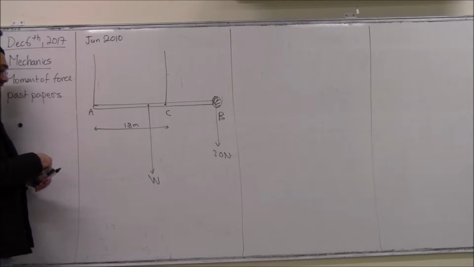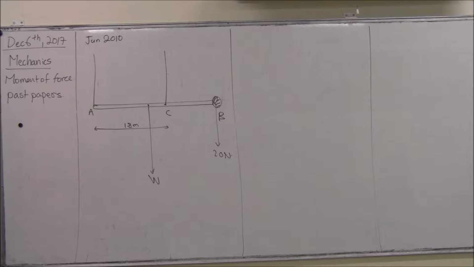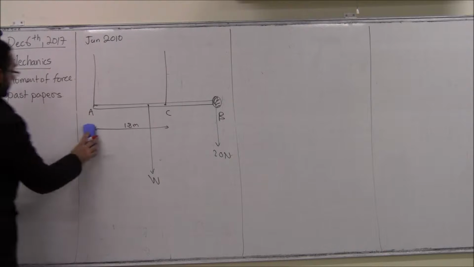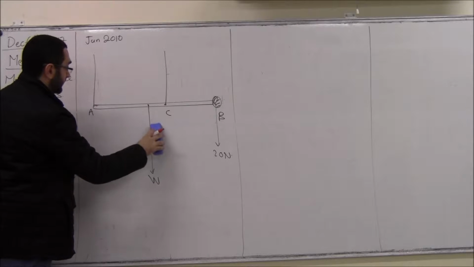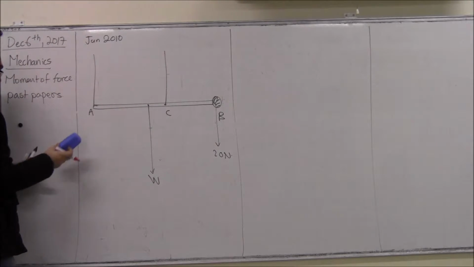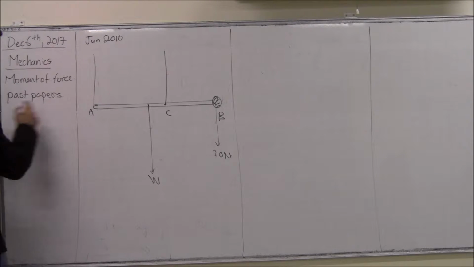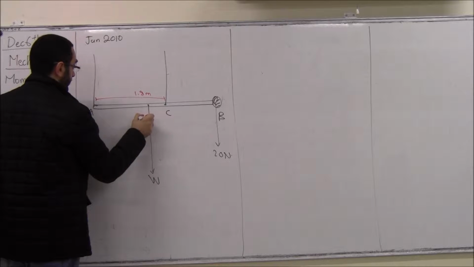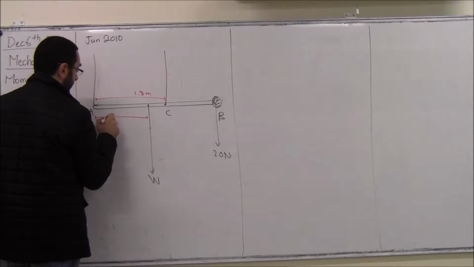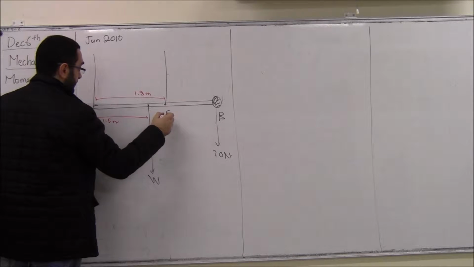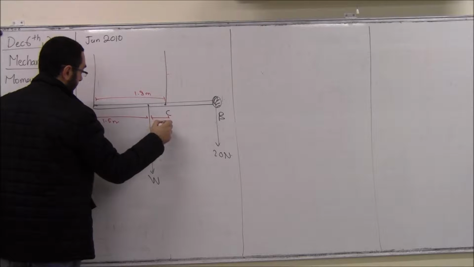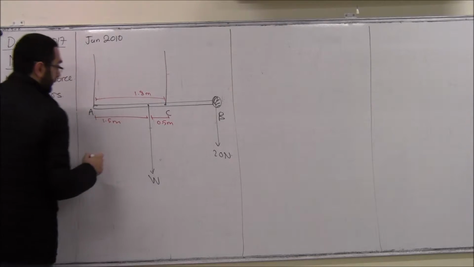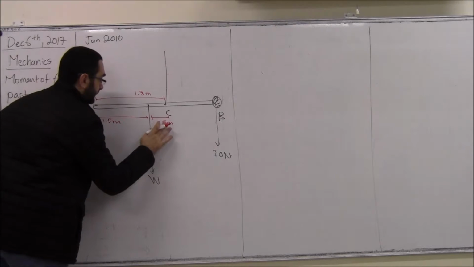Actually, this distance is what? It's given that from here to here is 1.8, right? So this one will be 1.5 meters. So this will be 0.3, sorry.